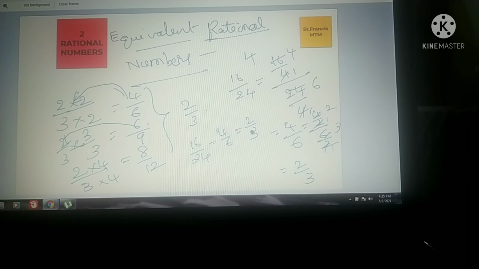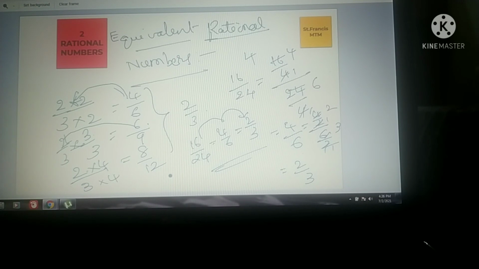So these are all equivalent rational numbers. By reducing also you can get equivalent fractions. By increasing the given rational number also you can get the equivalent fractions here. Understood? Okay. But the thing we are doing here is multiplying with the same number, and here we are dividing with the same number.